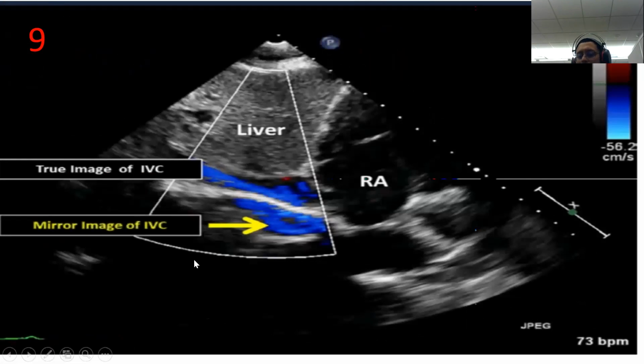So this is another one. This is a mirror image of the IVC. In this case, you see the reflector. The reflector is the wall there. So you see a reflector in the middle, and you have a mirror image of the IVC. So that is true IVC. That is the mirror image of IVC.